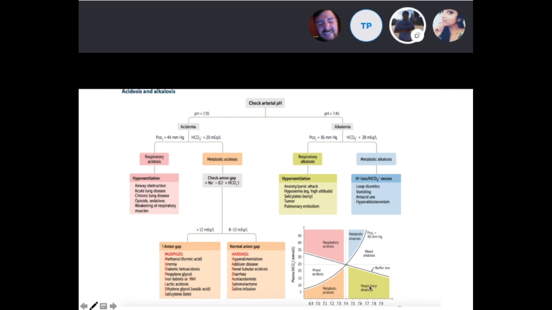So this is what we've seen in First Aid all the time. You check the arterial pH, and then we can have either metabolic or respiratory acidosis, or respiratory and metabolic alkalosis. What I'm going to do is go through each of them individually as best as I can and as quickly as I can, and we'll go over each of those specifically.